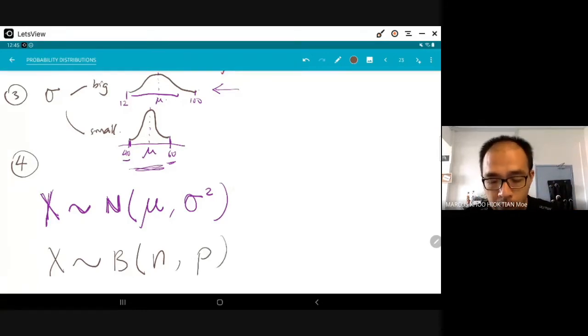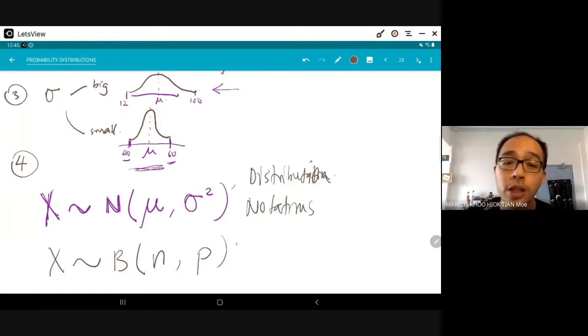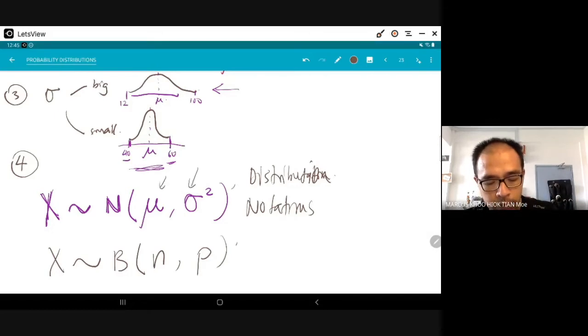Okay, so these are very important, apa yang kita panggil notations. Okay, distribution notations. Normal, the two numbers here represent the mean and the variance. Binomial, the two numbers here represent the n and the probability of success.